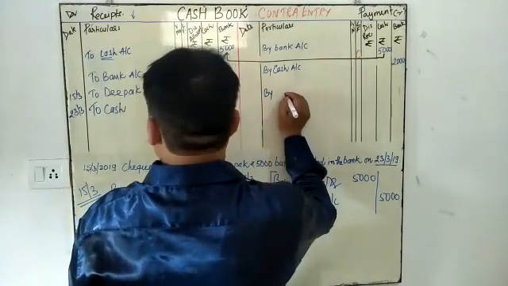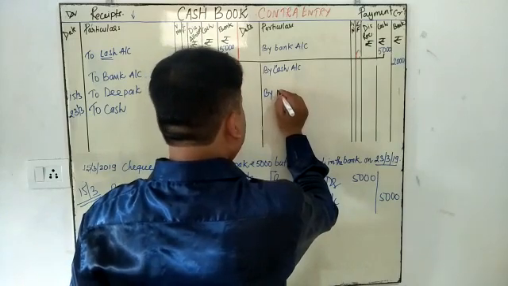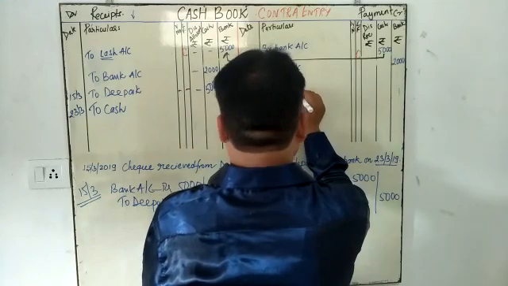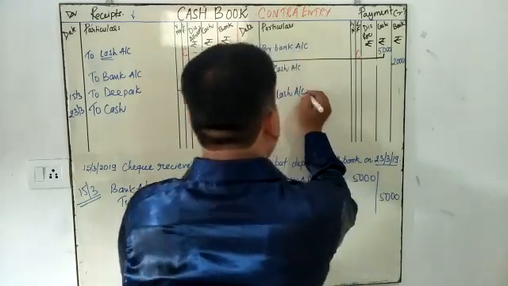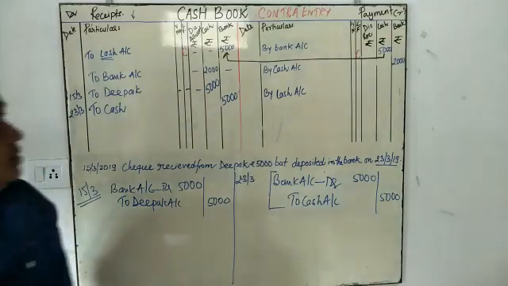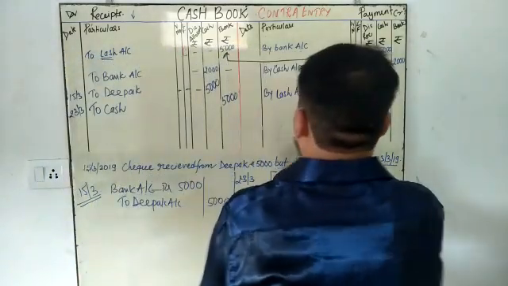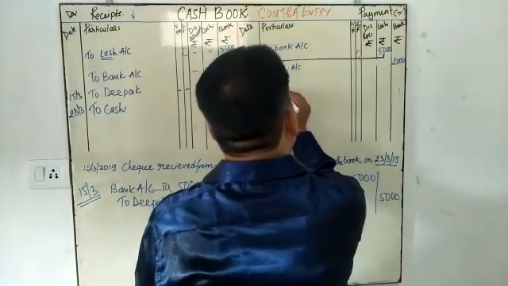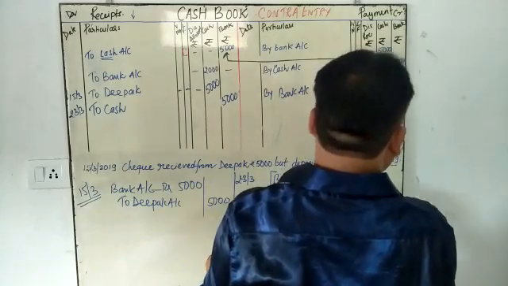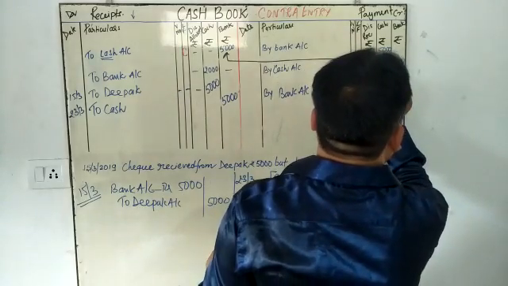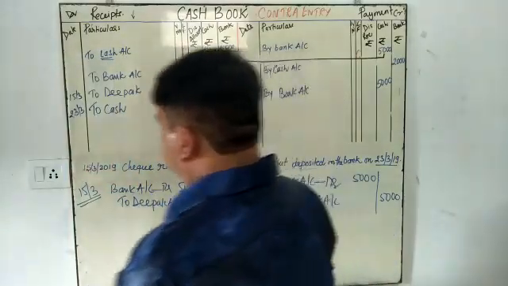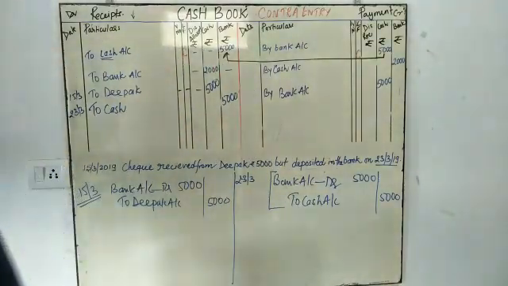By cash account. What will you write? Cash account. Not cash account, bank account. How much amount is it? 5000.